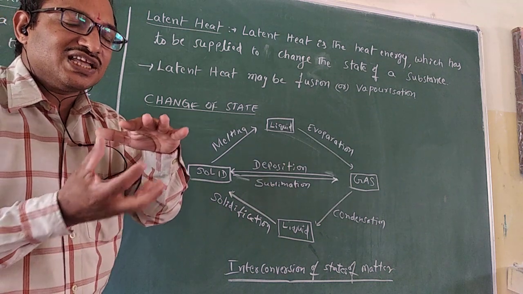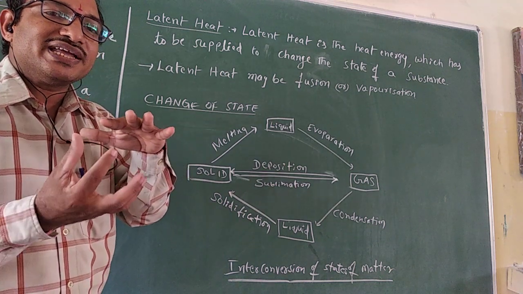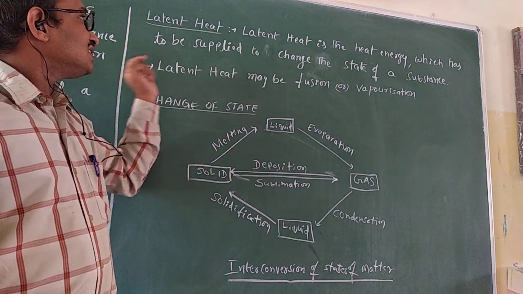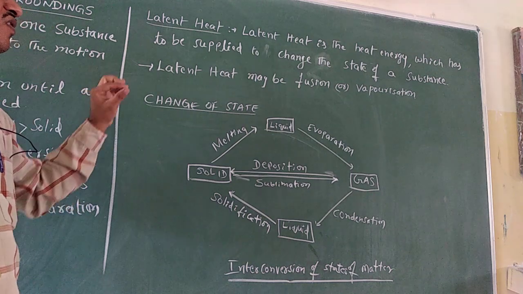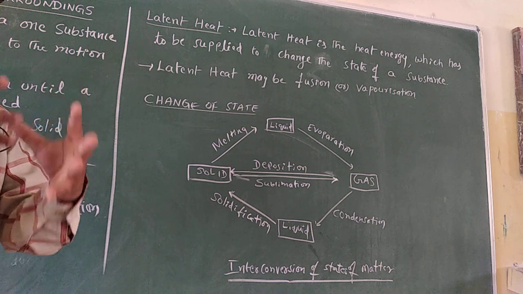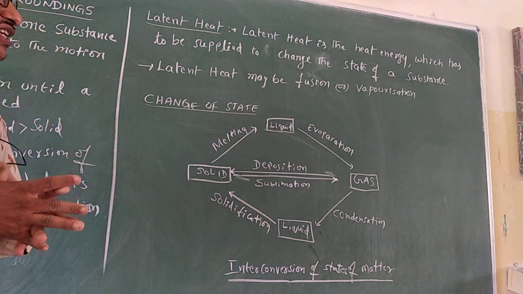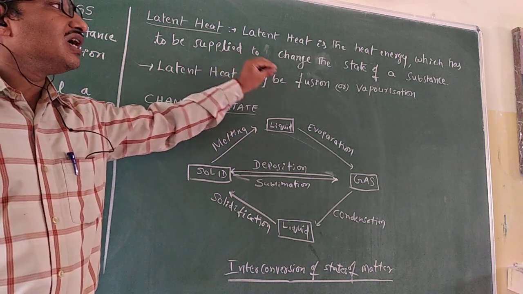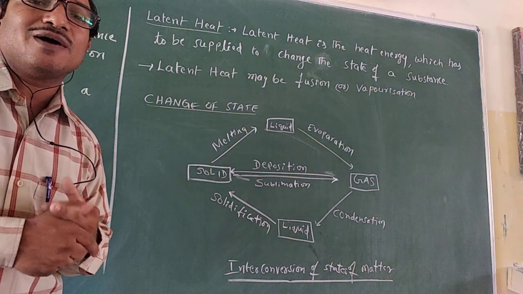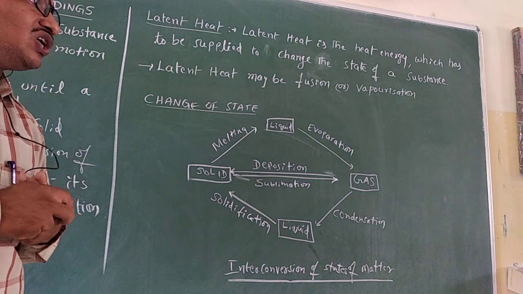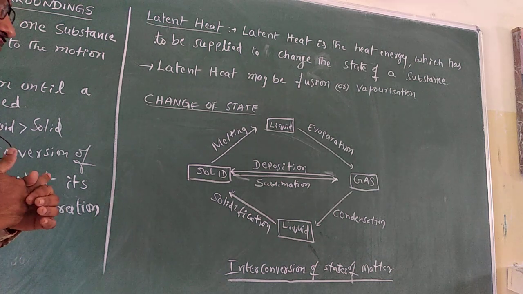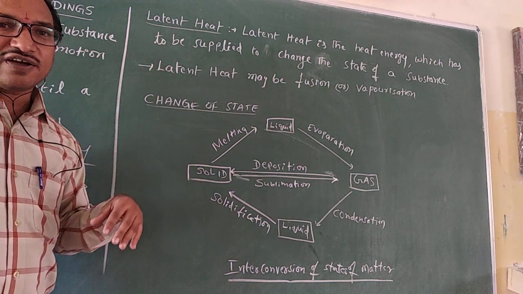Why? Because all the liquid molecules are getting energy to escape from the liquid state. That energy is called latent heat of vaporization. It is the amount of heat energy to be supplied to change the state of a substance. In the example just now, that is the latent heat of vaporization.